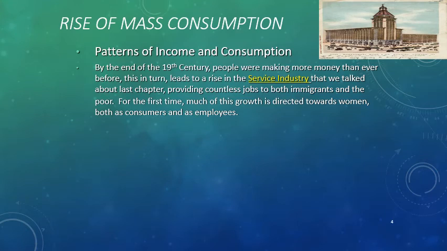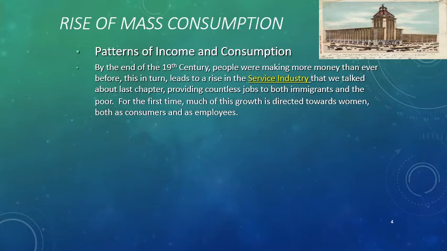So by the end of the 19th century, people are making more money than ever before. This is average people. You've got your super rich folks, and then you've got your poor folks that don't have all that much. And then you've got the middle class people and the working class people who aren't doing nearly as well as comparable people would be today, but still better than we'd ever seen in the past.